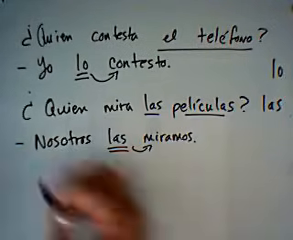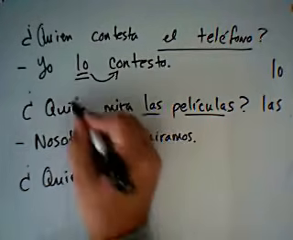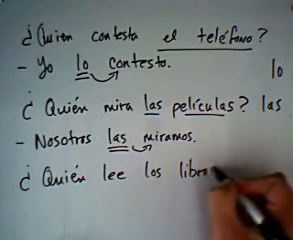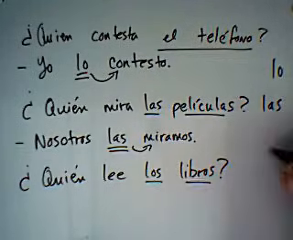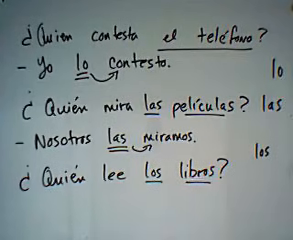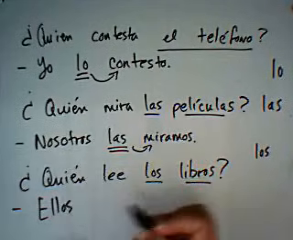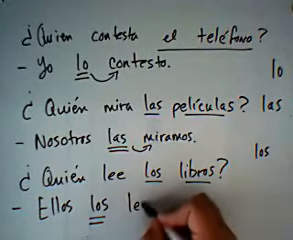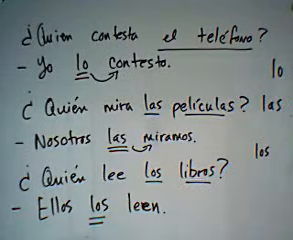Let's give one more example of this. Who's reading the books? ¿Quién lee los libros? ¿Quién lee los libros? Again, notice that los libros is masculine this time and plural, so our direct object pronoun is going to be los. Okay, and we would say they are reading them. Ellos los, we're going to insert it before the conjugated verb, los leen. Okay, ellos los leen.